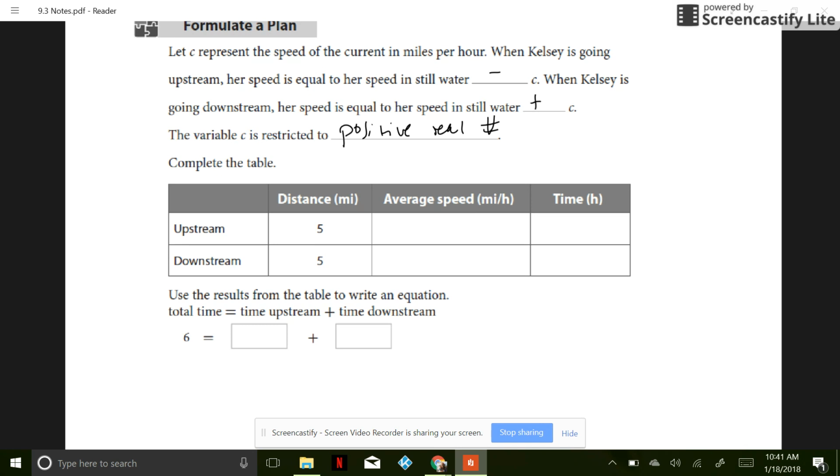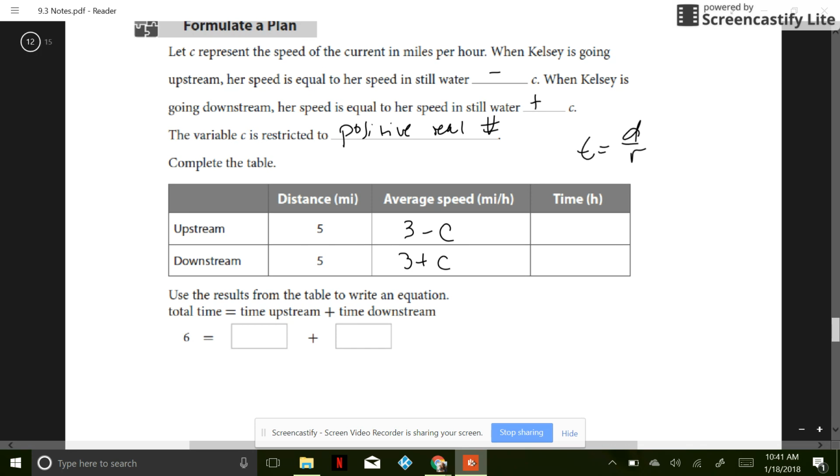So for her distance upstream, she goes 5 miles. Her average speed then would be 3 minus C. And her average speed going downstream would be 3 plus C. Now, we don't know how much time that's going to take. So we'll have to take that equation. Time is distance over rate. So time here would be our distance, 5 over 3 minus C. Time here would be 5 over 3 plus C.